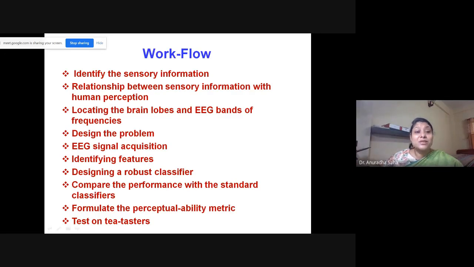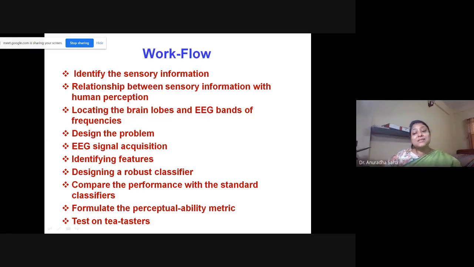So here also, for this particular problem, we should first identify what the sensory information is. Whether it is associated with my auditory nerves, or with my visual information. What could be the sensory information here? After this identification part is over, there is a point where we need to establish the relationship between the sensory information and human perception. Why is it so necessary?